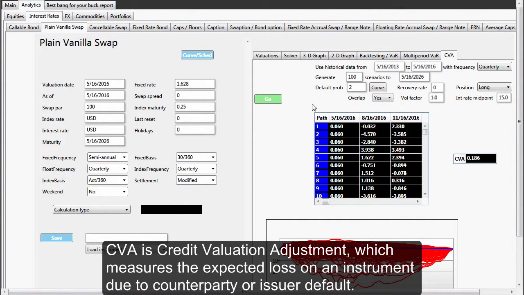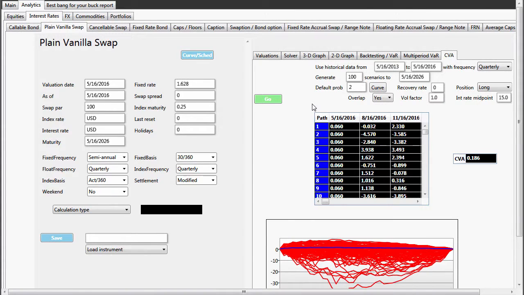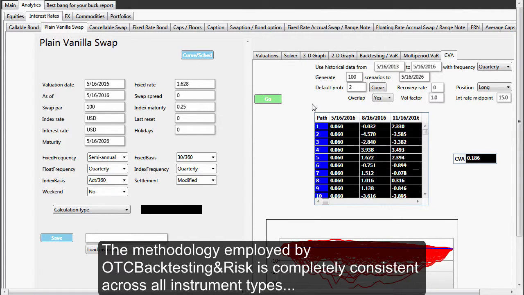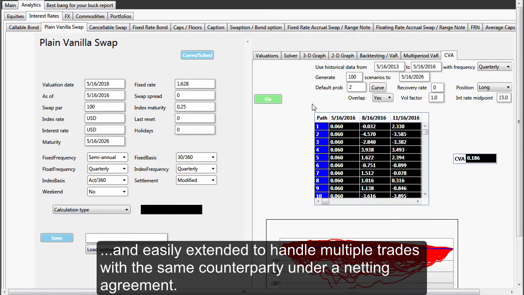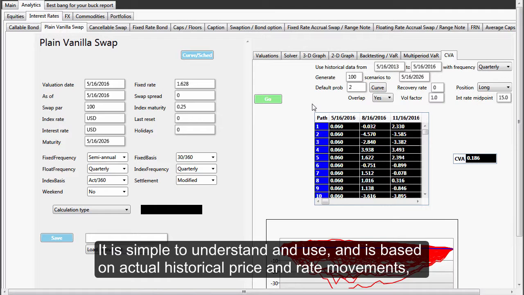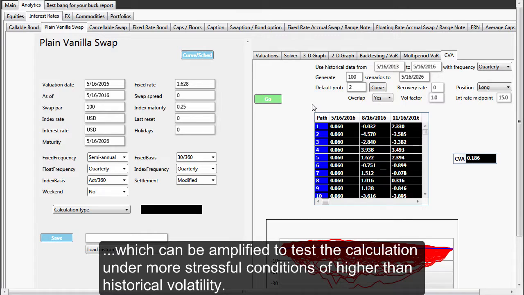CVA is credit valuation adjustment, which measures the expected loss on an instrument due to counterparty or issuer default. The methodology employed by OTC backtesting and risk is completely consistent across all instrument types and easily extended to handle multiple trades with the same counterparty under a netting agreement. It is simple to understand and use and is based on actual historical price and rate movements, which can be amplified to test the calculation under more stressful conditions of higher than historical volatility.